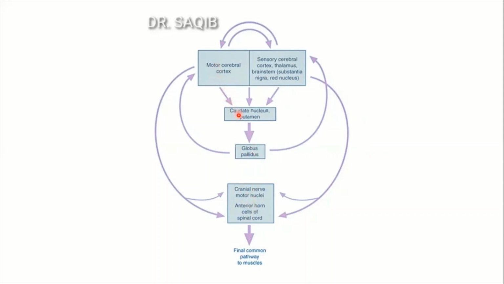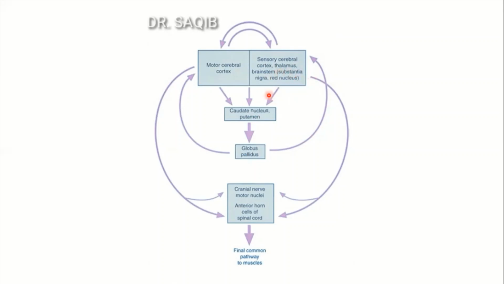So the major input to the basal nuclei is to the caudate nucleus and the putamen, right? From its motor and sensory cortex. Major input to the basal ganglia is to the caudate nucleus and the putamen. And the major output is from the globus pallidus, exerting its influence on the motor cortex and also the sensory cortex, and these areas: the thalamus, brainstem, substantia nigra, and the nucleus.